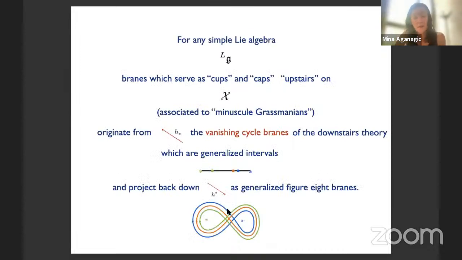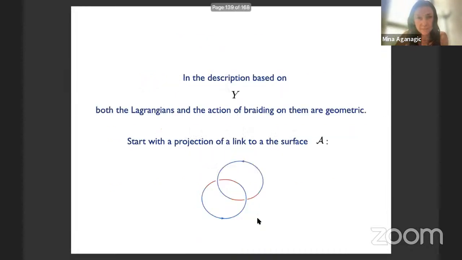The case that I described comes from SL2. For any simple Lie algebra, branes that serve as caps upstairs in the big X, which are structure sheaves of products of minuscule Grassmannians, originate from vanishing cycle branes of the downstairs theory on Y, which are generalized intervals. So one minuscule Grassmannian comes from this guy and projects back down as generalized figure eights. So in the description based on Y, both Lagrangians and the action of braiding on them are geometric.